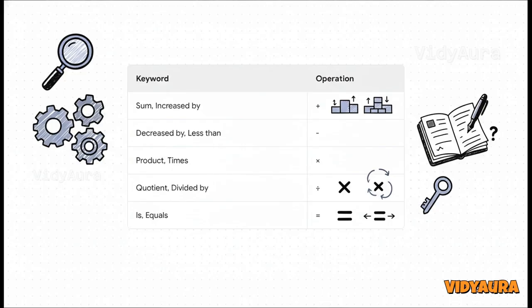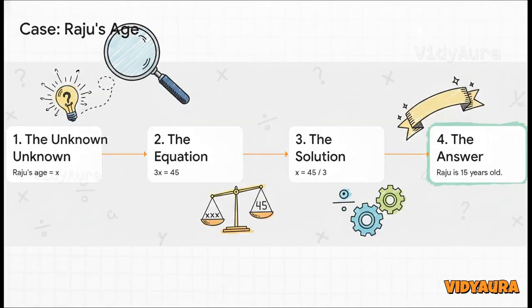When you see a word like sum or increased by, you know it means to add. If you see product, that means multiply. And the big one, the word is, almost always translates to equals. This is exactly how you turn clues into an equation you can actually solve. All right, let's crack a case.